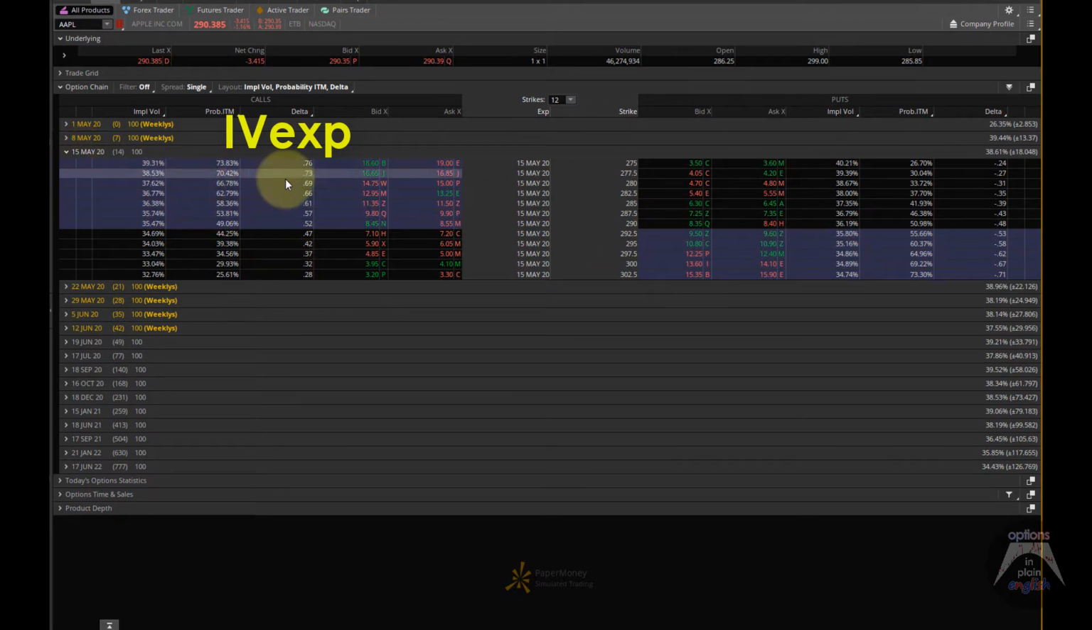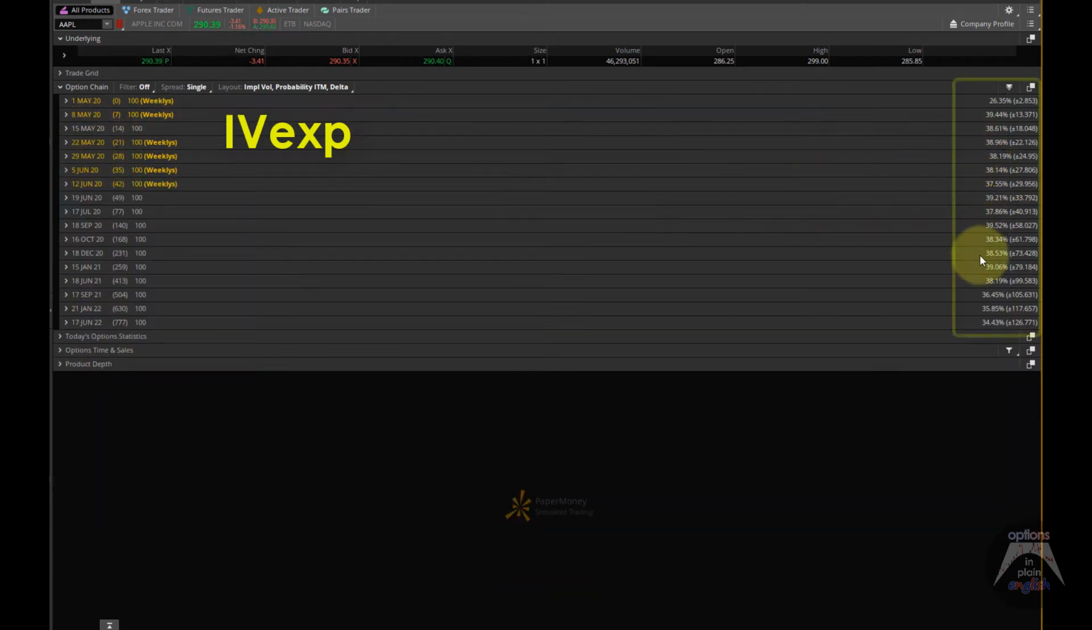Is this number important? It is important, because by looking at this number you can tell whether the market expects something to happen very soon. A binary event could be priced into a certain expiration but not the others.